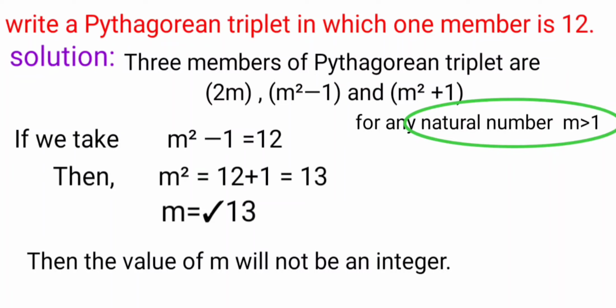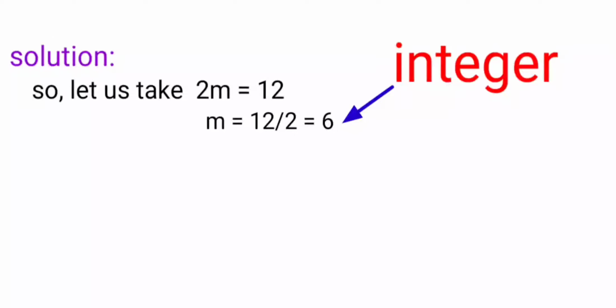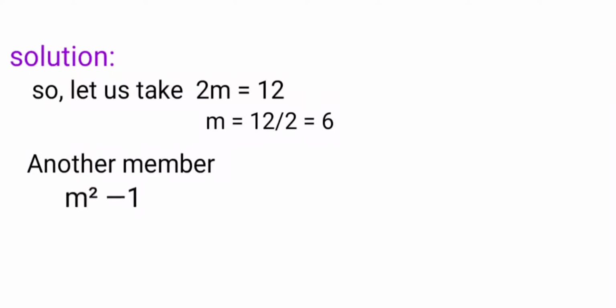So for the next option, we take 2m equal to, suppose, 12. If I take 2m equal to 12, then the value of m equals 12 by 2, that is 6. Here we get 6, which is an integer. So if 2m is 12, then m is 6. Another member is m² − 1. The value of m is 6, so 6² − 1 is 36 − 1, that is 35.